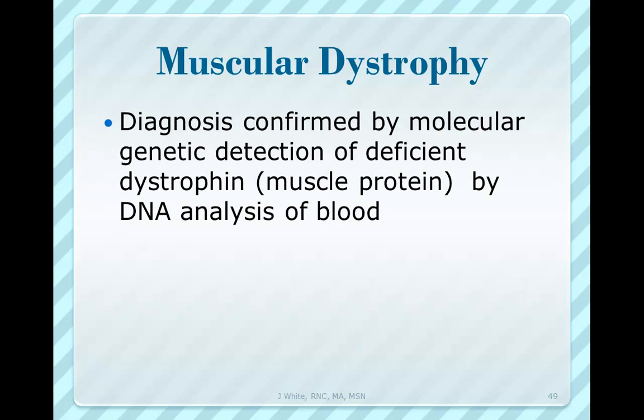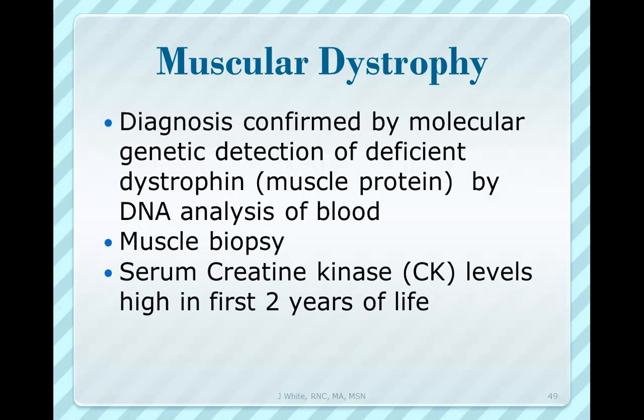Diagnosis is made on a genetic detection of the dystrophin, which is a muscle protein, by DNA analysis of the blood. They can do a muscle biopsy, where they expect to find in Duchenne's the muscle cells have been replaced with fat cells. Serum creatine kinase, CK levels, are high in the first 2 years of life.